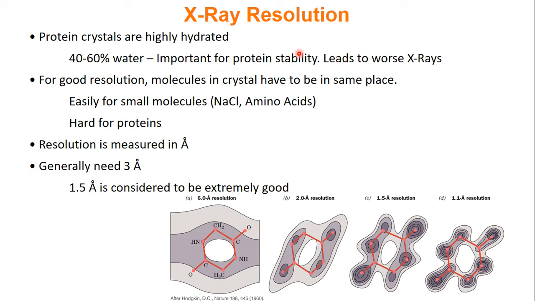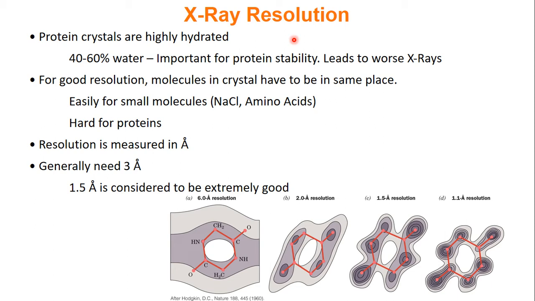Now, these crystals that we're making, about 40 to 60% of them will be water. This is actually very important for protein stability because proteins are made in water, so if you didn't have water, they would unfold. The problem with this is that all that water leads to very poor X-rays, and you need good resolution or you won't get a good structure. It's almost like taking a photo. If I gave you a blurry photo and I asked you, what is this? You would not have an idea if it was incredibly blurry.